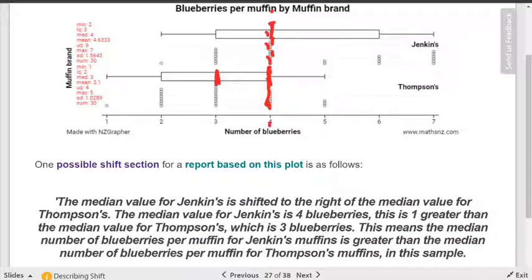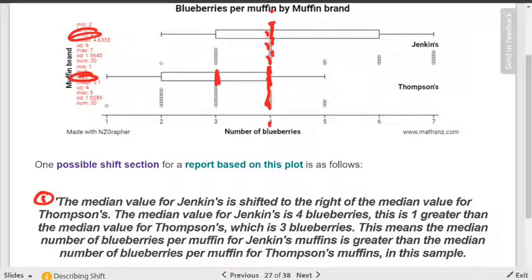The median value for Jenkins is shifted to the right of the median value for Thompson's. The median value, so that tells you, that's your first piece that you have to have, saying, is there a shift? The median value for Jenkins is 4 blueberries, right? We got that from looking at the statistics here. This is 1 greater than the median for Thompson's, which is 3 blueberries. Their median is 3, okay?